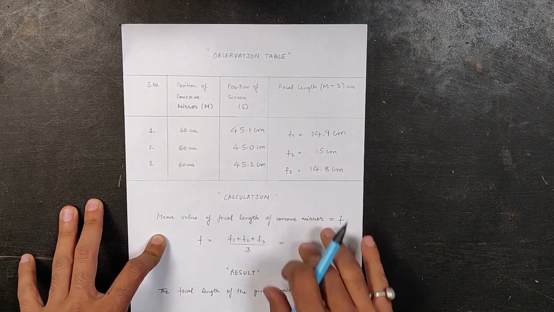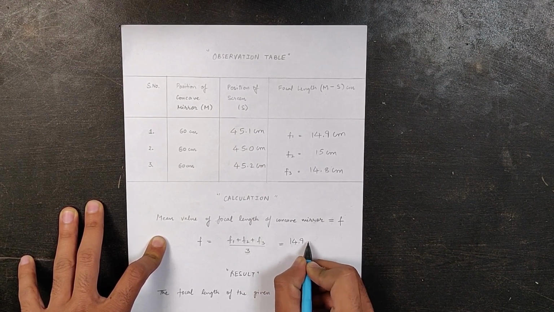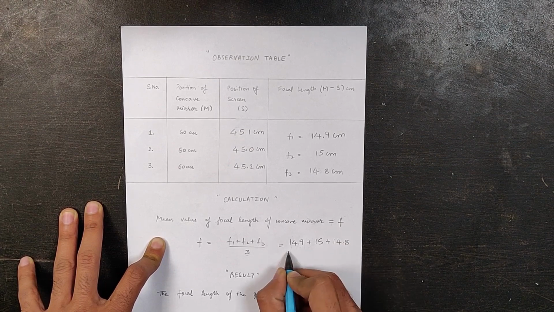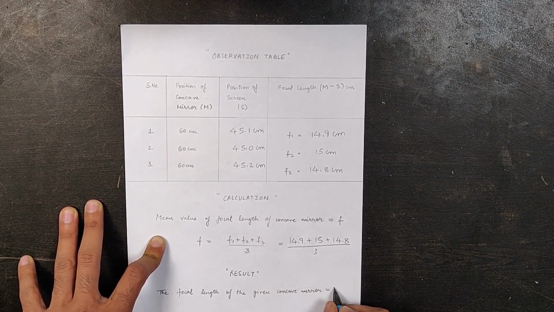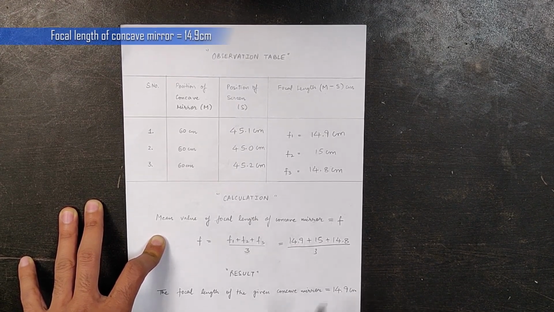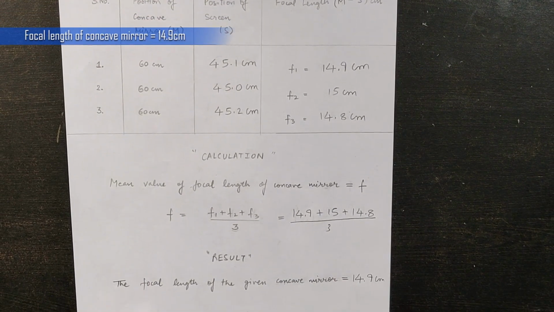So we'll take the mean of these focal lengths, which will be 14.9 plus 15 plus 14.8 divided by 3. So this will come out to be 14.9 centimeter. So the result of our experiment is that we got the focal length of the concave mirror as 14.9 centimeter.